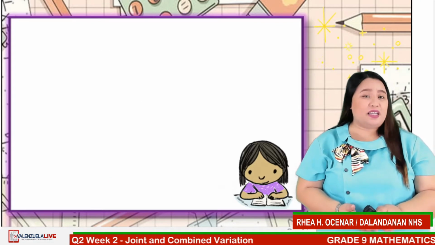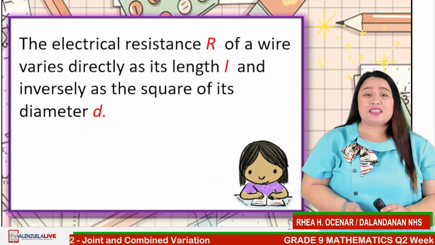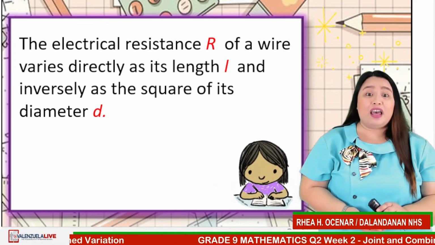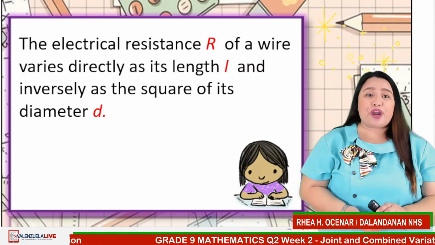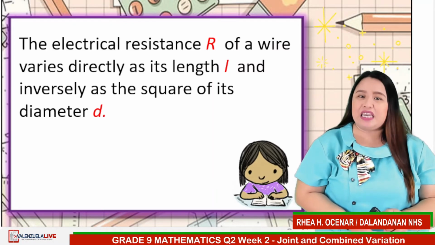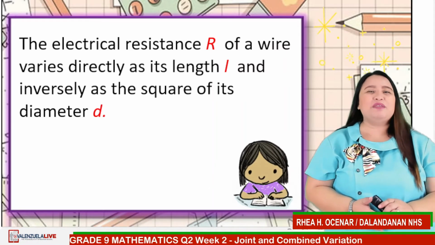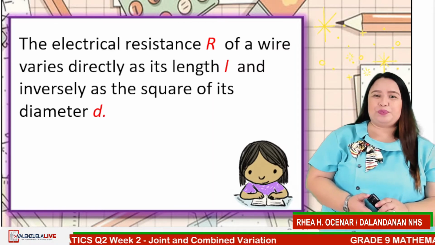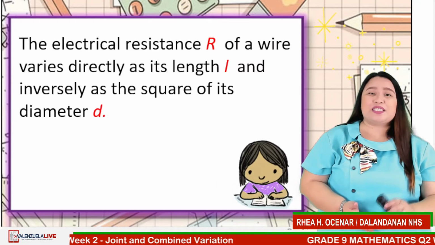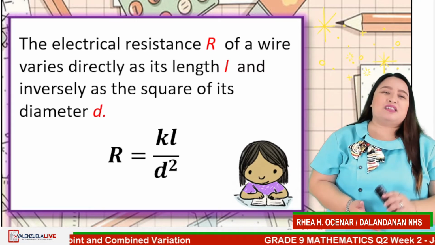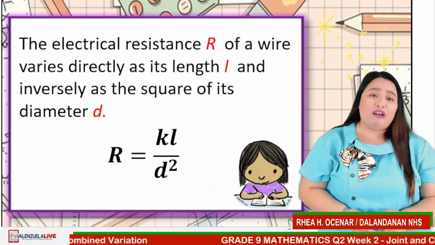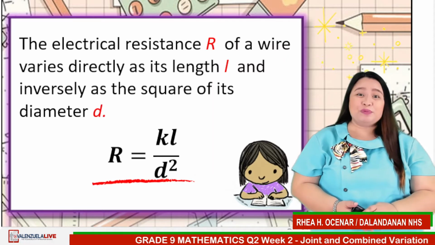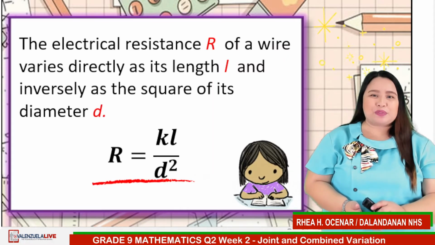Let's try the next statement. The electrical resistance R of a wire varies directly as its length L and inversely as the square of its diameter D. Write it again as a mathematical equation. Comment now your answer. The answer is R is equal to kL over D squared. Did you get the correct answer? You are now ready to solve problems.